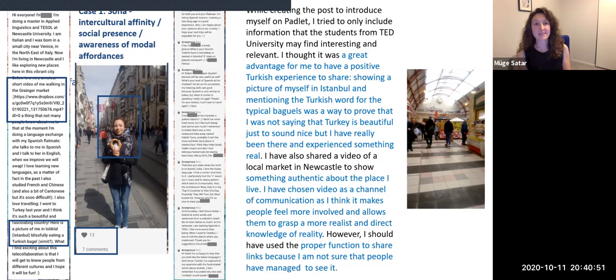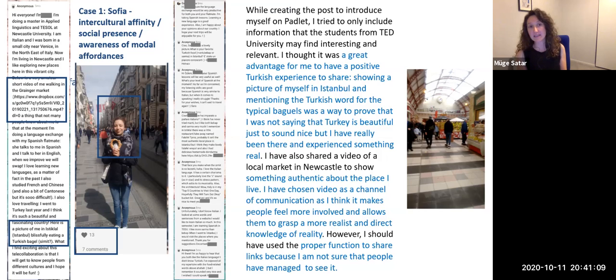So in this second slide, you see Sophia's explanation of her own introductory post, which does show that her modal choices were indeed motivated. She intentionally chose a picture of herself in Istanbul, which is in the country of her exchange partners, while she's smiling and holding a bagel to relay her real experience of the Turkish culture.